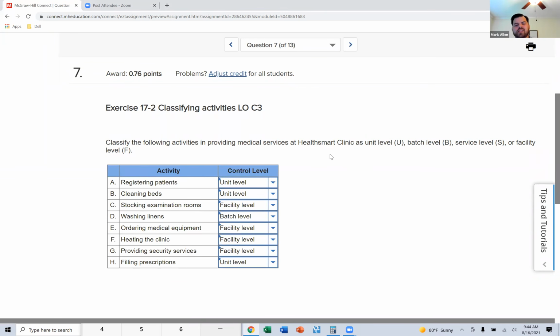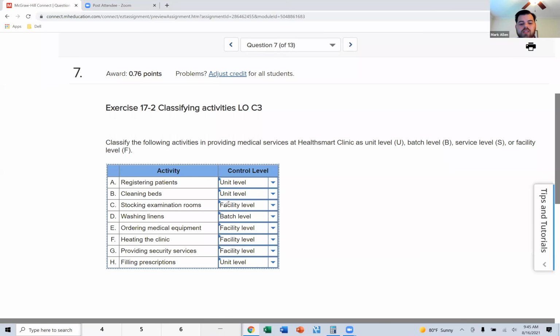So number 7, very similar to what we saw in the last one on number 6. The only difference is this is a service instead of an actual production example. So you'll notice unit, batch, all that stuff stayed the same. The only thing that changed is product level is now service level. Everything else is the same. So registering patients, of course, each patient must be registered individually. So that's a unit level issue. Cleaning beds, we're going to clean each bed individually. So that's a unit level issue.